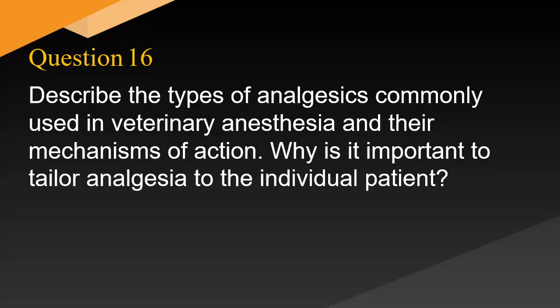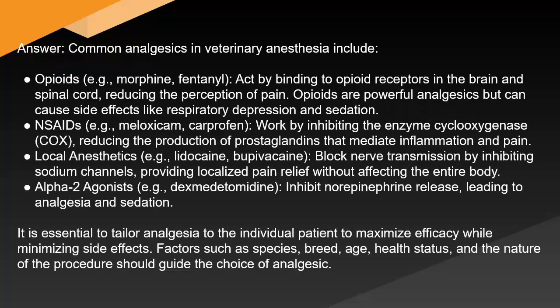Describe the types of analgesics commonly used in veterinary anesthesia and their mechanisms of action. Why is it important to tailor analgesia to the individual patient? Answer: common analgesics in veterinary anesthesia include opioids, e.g. morphine, fentanyl, which act by binding to opioid receptors in the brain and spinal cord, reducing the perception of pain. Opioids are powerful analgesics but can cause side effects like respiratory depression and sedation.